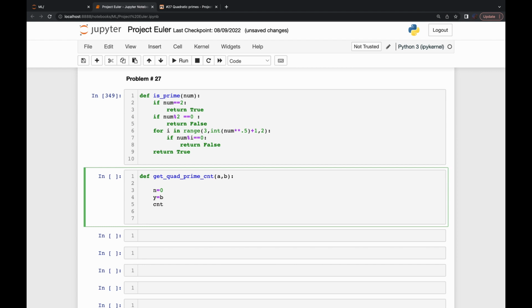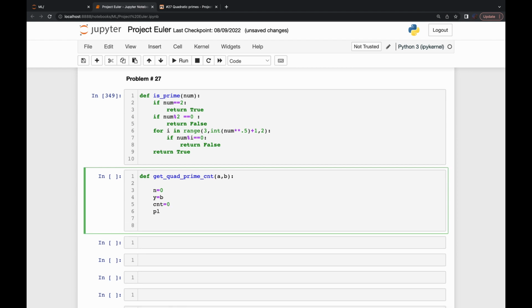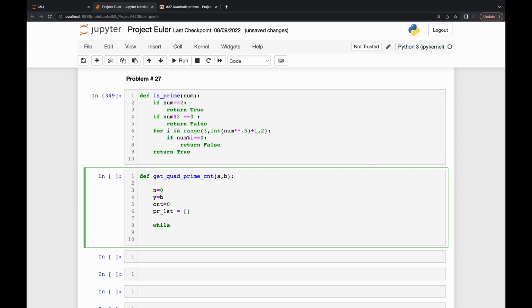Now let's say count is equal to 0. This is going to be our count. I'll also keep track of the list of prime numbers in our example, just for our tracking part. Now I'll create a while loop. I'll check if is_prime of y, that's the output of our function.